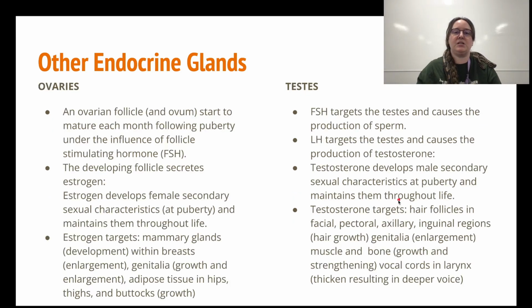All right, now last but not least, let's talk about our other glands downstairs. For us ladies, the ovaries. An ovarian follicle and ovum start to mature each month following puberty under the influence of FSH. And then under estrogen, when we hit puberty, bango, our estrogen levels skyrocket, leaving our testosterone behind. And we suddenly start getting our secondary sexual characteristics. It targets our mammary glands, makes our breasts develop, our genitalia, and adipose tissue in the hips, the thighs, and the buttocks. So, yeah.